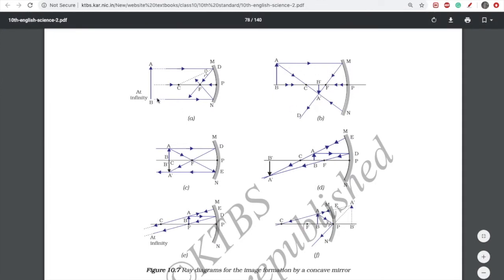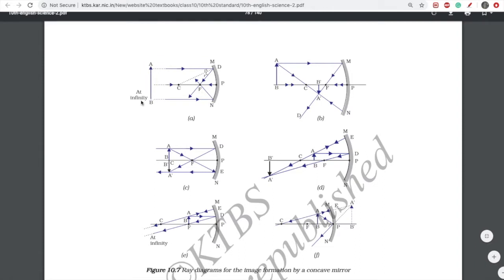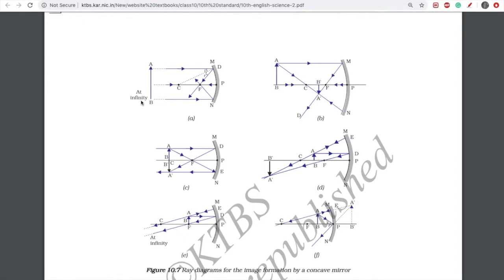Now let us look at some special cases. Here we are seeing an object at infinity. What do you mean by at infinity? It means it's a very, very far object. So we can imagine maybe the sun, because the sun is very far, no? Okay, let us imagine it is the sun. If you keep a mirror and you are taking sun rays, do you think there will be any ray which is coming? Wait, I'll show you.